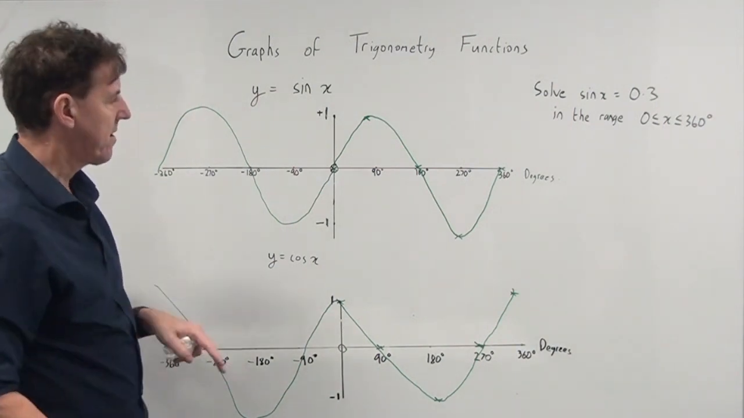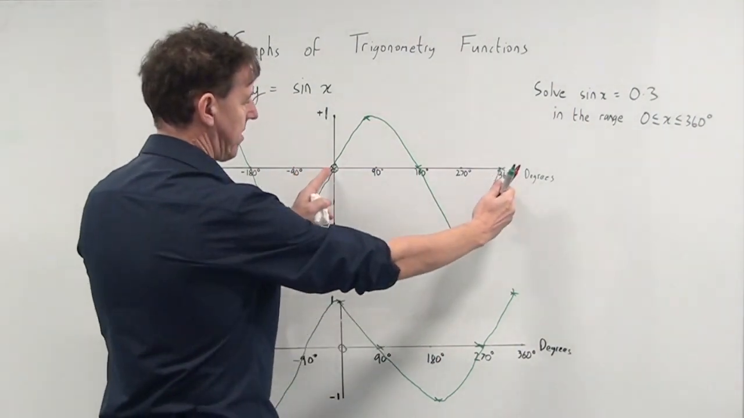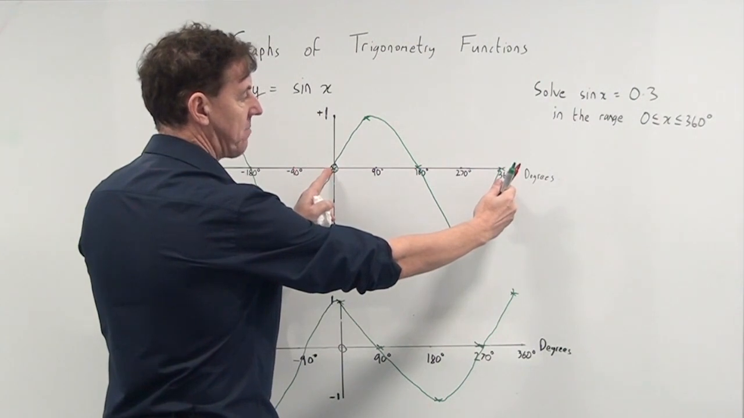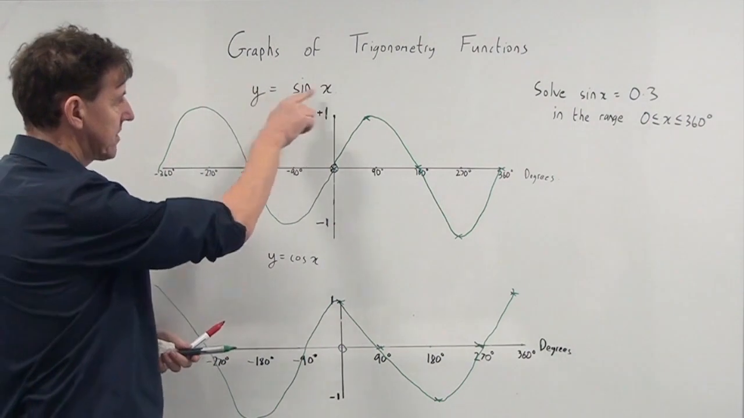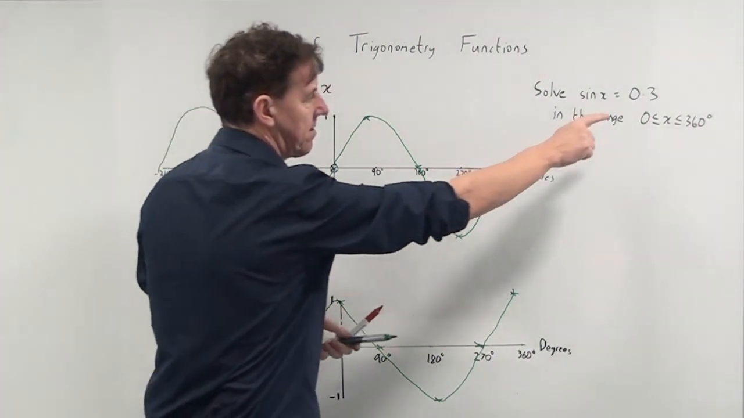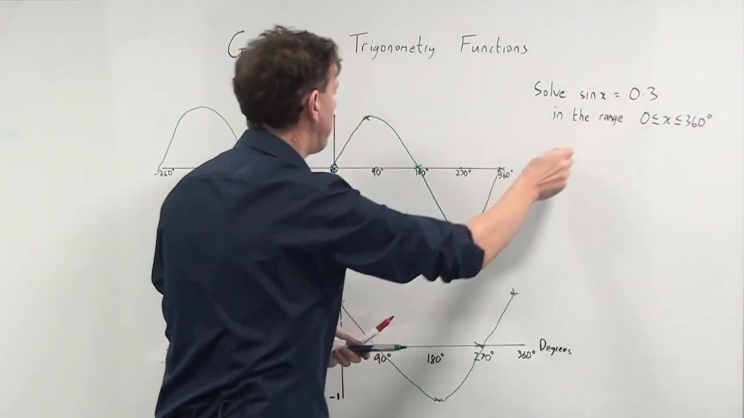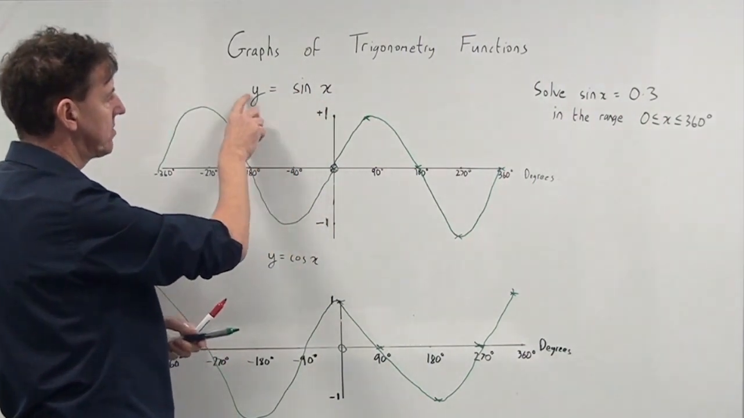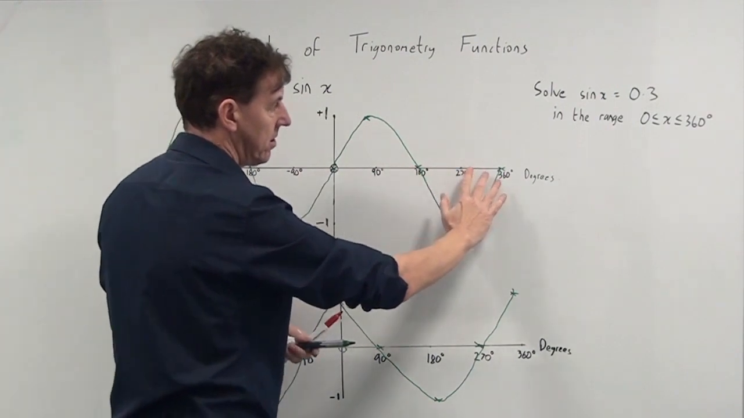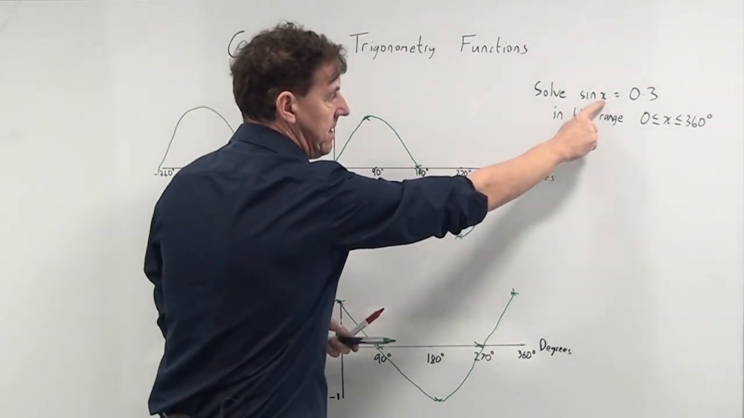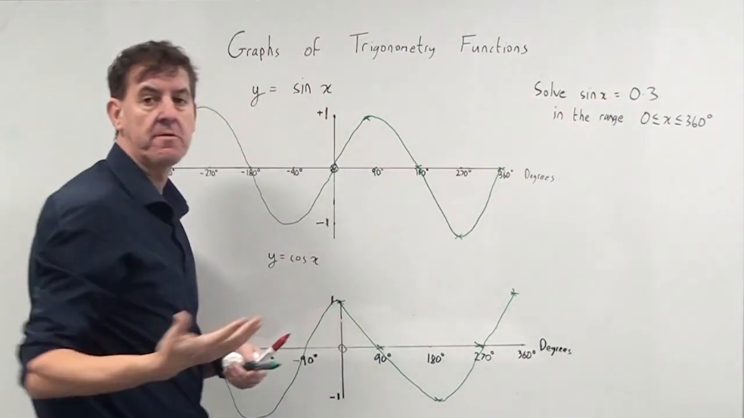So which part of the graph am I interested in? I'm just interested in this part of the graph here, because that's what my range is. Now if you imagine we've got the graph of y equals sine x, what have we replaced y by? We've literally replaced y by 0.3. We're saying sine x is equal to 0.3. We're trying to find all the angles that we would replace in here to make 0.3.